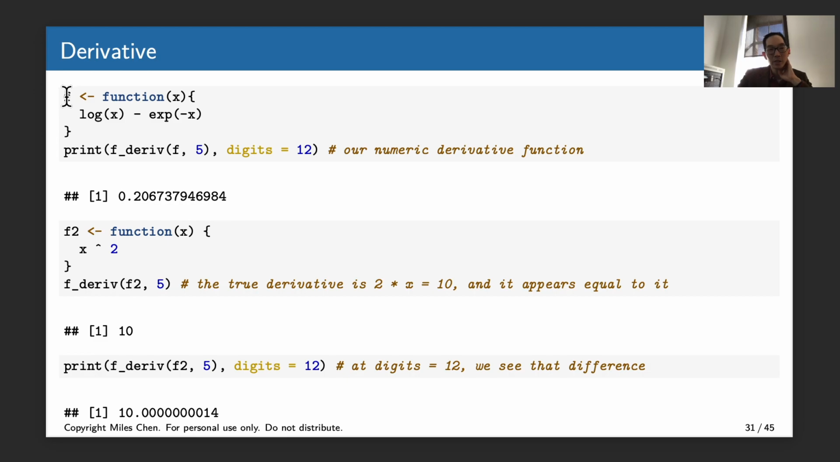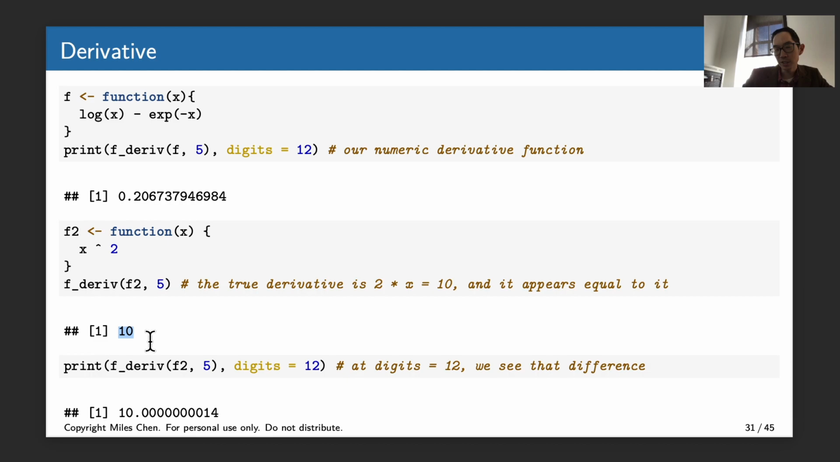So here, if I just plug in my same arbitrary function, log of x minus e to the negative x, this is my derivative approximation. We say, hey, that's pretty good. Here I made another one. Let's just do x squared. This is a very simple function that we understand. What is the derivative of x squared at 5? Well, the derivative of x squared is 2x. I plug in 5, I would get 10. And this is my derivative approximation. The derivative approximation says, yep, 10.